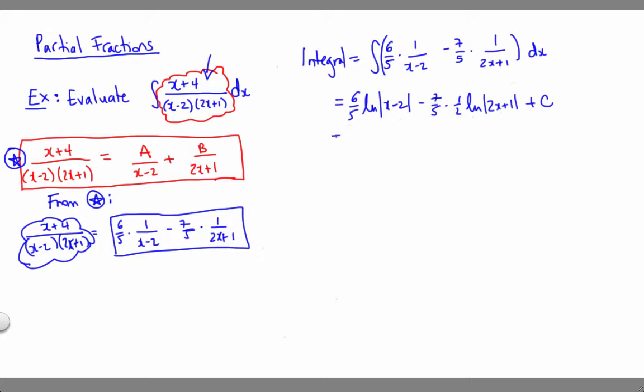Okay, so just cleaning this up a tiny bit, 6/5 ln absolute value x minus 2 minus 7/10 ln absolute value 2x plus 1 plus c. So we have used the partial fractions approach to take this integral, which we could not compute directly. We were able to rewrite it in this form here, and then it was just a matter of applying our ln form to get the expression integrated.